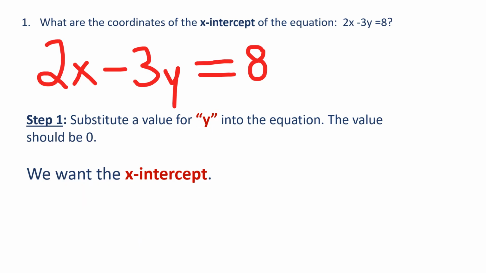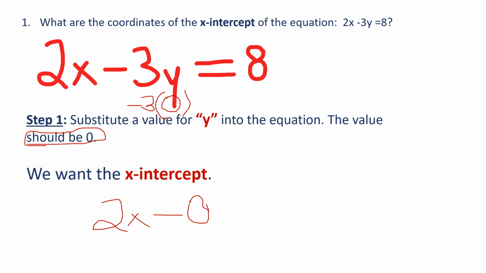So let's move on. Here it says, what are the coordinates of the x-intercept of the equation 2x minus 3y equals 8? In order to solve this, we're going to substitute a value, and step 1 tells you to place a 0 in. When you place a 0 in, negative 3 times 0 is 0. So you're going to have 2x minus 0 equals 8.